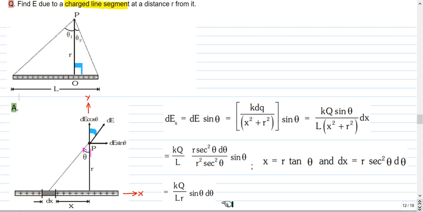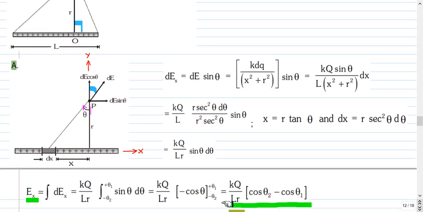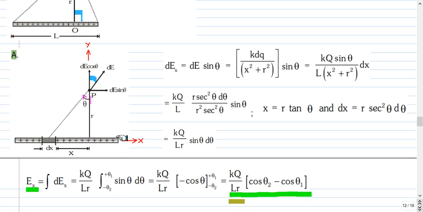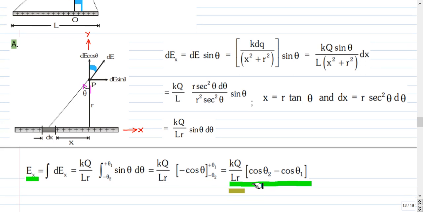Electric field due to the elemental element in the x direction. So to get the total electric field, you have to integrate this thing. This end makes an angle theta 1, and this end makes an angle theta 2. And so the limits will be from minus theta 2 to plus theta 1. Measurement of direction of theta is in this direction. So everything is constant, except for the sin theta d theta. So it is integral of sin theta, that's minus cos theta, and putting the limits we get the expression as kq by Lr into cos theta 2 minus cos theta 1. This is in the x direction.